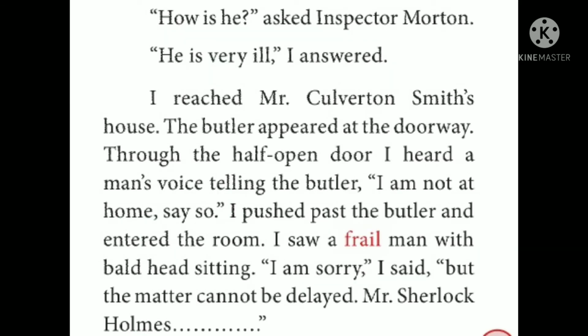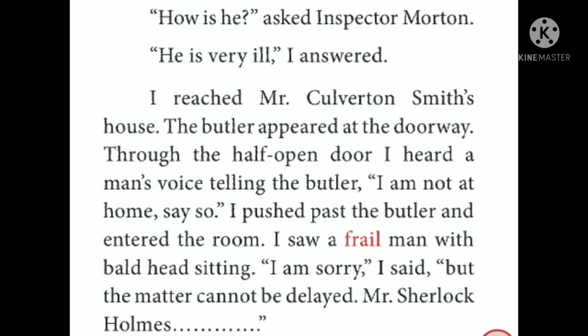"How is he?" asked Inspector Morton. "He is very ill," I answered. I reached Mr. Culverton Smith's house. The butler appeared at the doorway. Through the half-open door, I heard a man's voice telling the butler, "I am not at home, say so." I pushed past the butler and entered the room. I saw a frail man with a bald head sitting. "I am sorry," I said, "but the matter cannot be delayed."